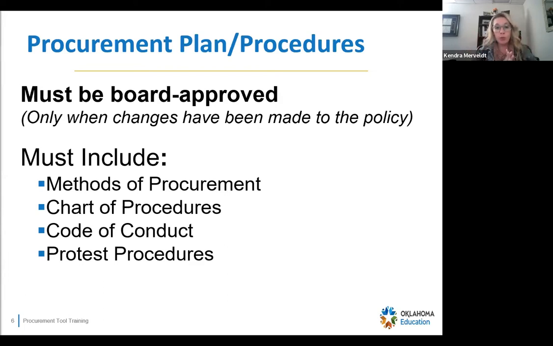So on your procurement plan, it does need to be board approved. Now, you do not have to have it board approved every year. You only have to have it board approved whenever you make changes to that policy. It does have to have methods of procurement, the chart of procedures, the code of conduct, and then that separate piece of paper, the protest procedures.